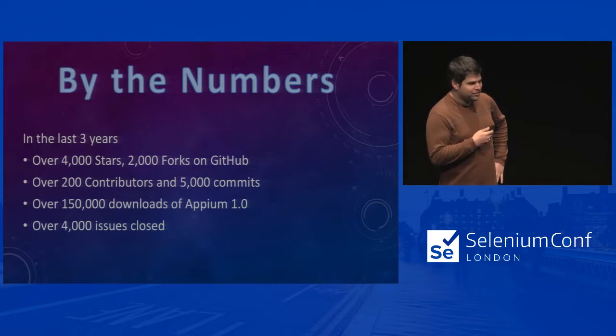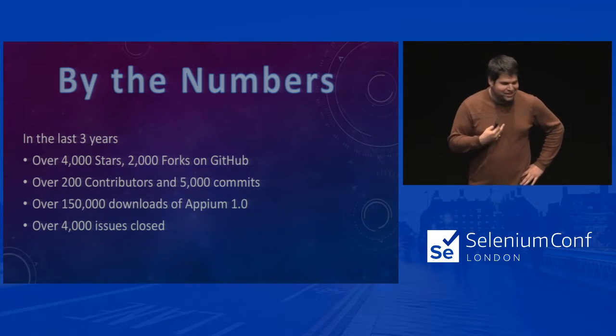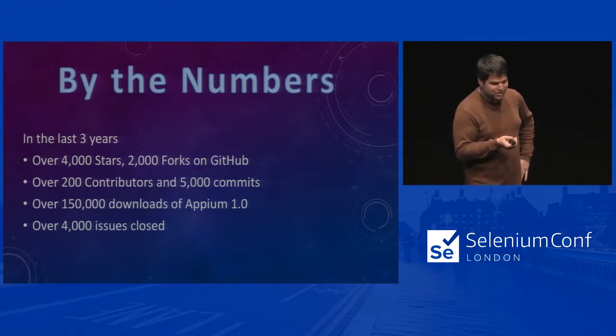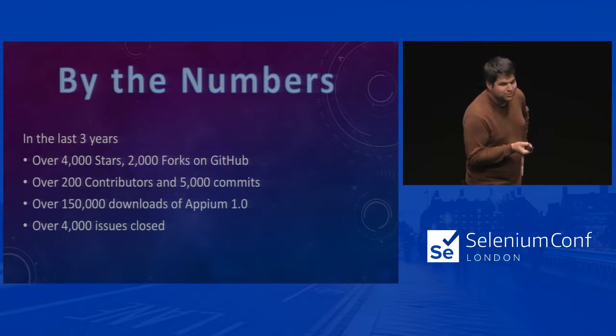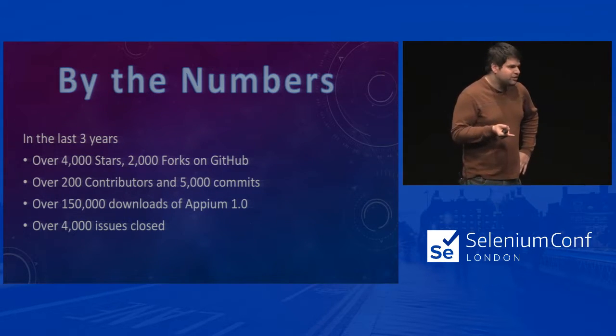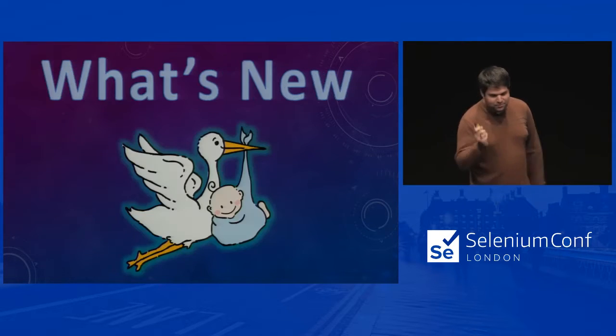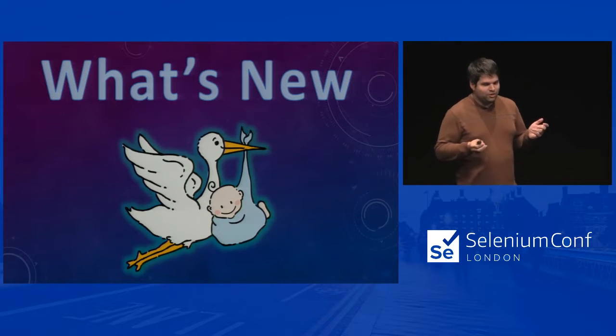200 contributors and 5,000 commits, which also might be bigger than Selenium, but who's counting? Anyways, we had 150,000 downloads of our 1.0, which is about 2 years ago, and we've closed 4,000 issues, which is a bit of a two-edged sword. One, that we had 4,000 issues that needed closing, but two, hey, we fixed them, so pat on the back. Anyways, so let's start with what's new.